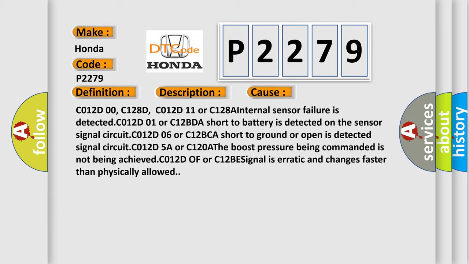C012D01 or C12BDA. Short to battery is detected on the sensor signal circuit. C012D06 or C12BCA. Short to ground or open is detected. Signal circuit C012D5A or C120A. The boost pressure being commanded is not being achieved. C012D0F or C12BE. Signal is erratic and changes faster than physically allowed.